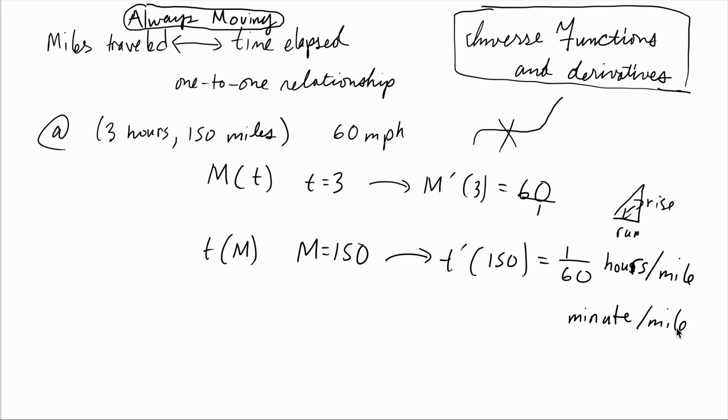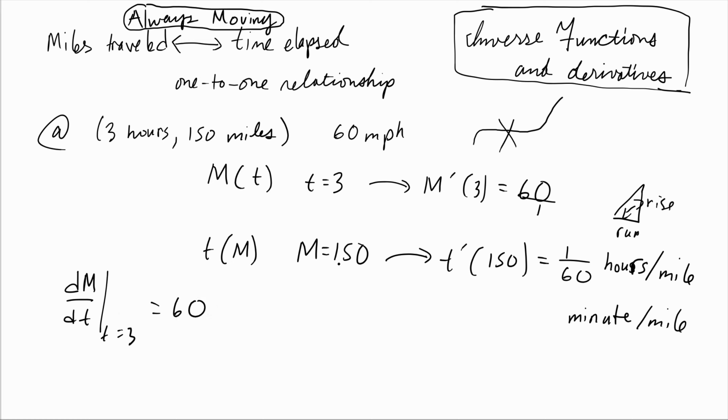So every mile we go instantaneously at this moment, we'll add on an extra minute to our time elapsed instantaneously, which should make sense. This is just a simple example of noticing a common rule that we have when looking at inverse functions. We could just be using symbols here. We could have thought of this m prime of 3 as simply being dm dt at t equal to 3, and that's equal to 60.